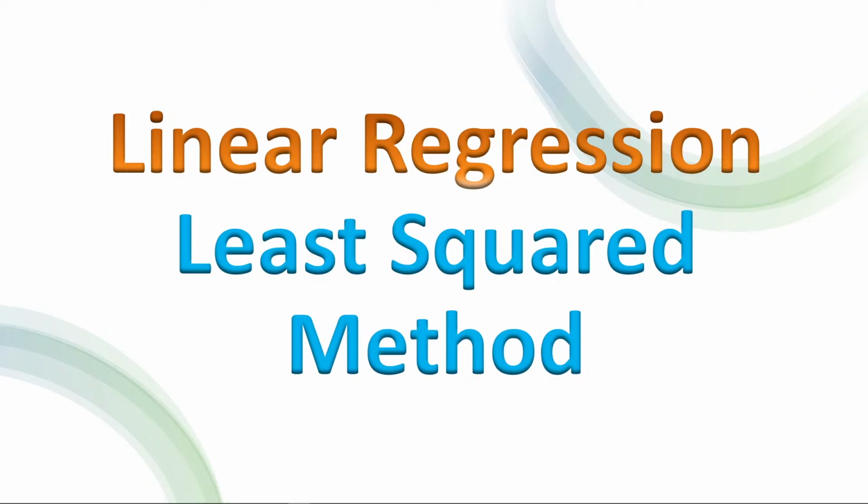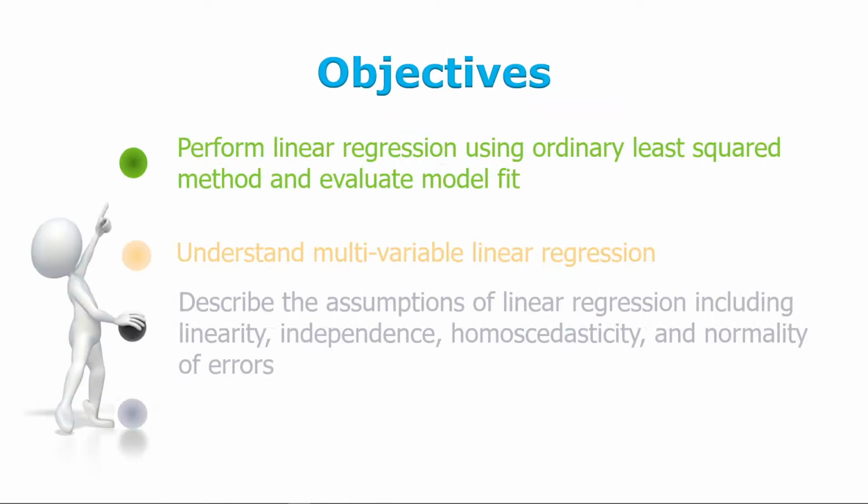Welcome. We will learn how to do linear regression using the least squares method. The objective by the end of this lesson: you should be able to perform linear regression using the ordinary least squares method and evaluate the model fit. For example, for model fit, you can use R squared.